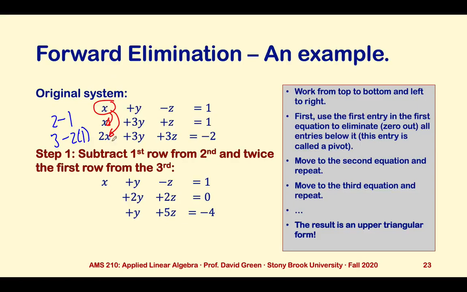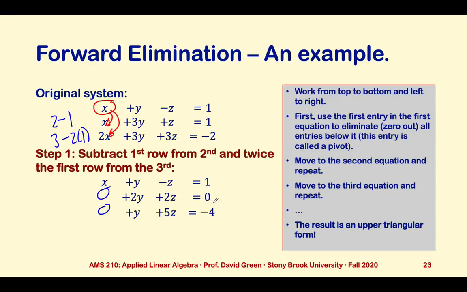x minus x gives us a 0, just as we would like. 3y minus y gives us 2y. z minus negative z gives us 2z. 1 minus 1 gives us 0. Moving on to the third equation, we're going to subtract twice the first row, so 2x minus 2x again gives us our 0 here. 3y minus 2y gives us y. 3z minus negative 2z gives 5z, and negative 2 minus 2 gives us negative 4.